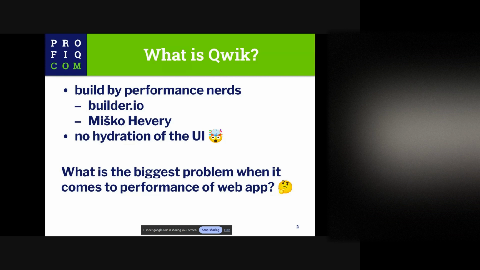So in the company builder.io, they figured out that the way frameworks work nowadays is not performance friendly, especially because of the hydration of the UI. They decided to rethink the whole way of building the app and how to avoid the hydration, and that's how Qwik was born. So yeah, it's built by performance nerds, probably for nerds, but also for everyone who wants to build an app, and performance is the key.